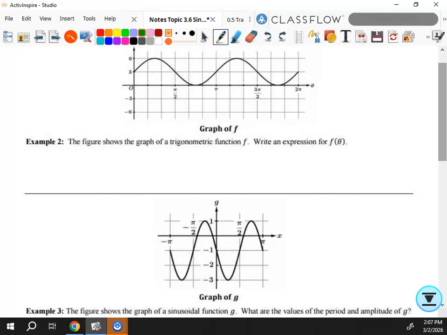Now it's asking me to write the expression. In order for me to write an expression, I've got to have A, B, and D. We'll get to C in just a little bit. This is my parent function for sine. This is my parent function for cosine. We have not talked about translations yet, which means I can't shift this left or right.